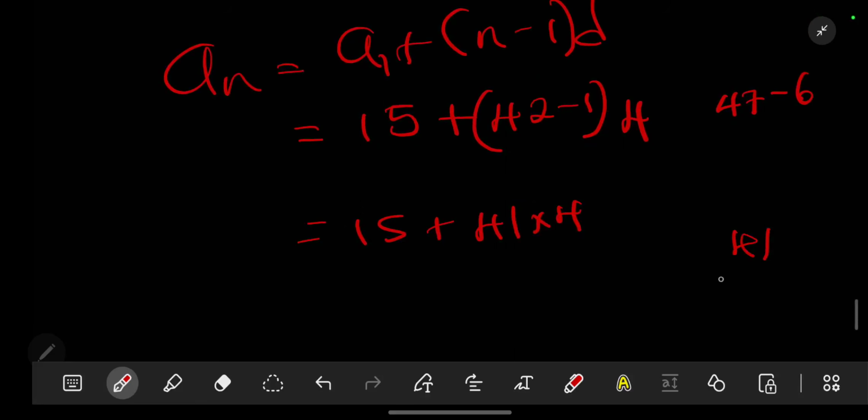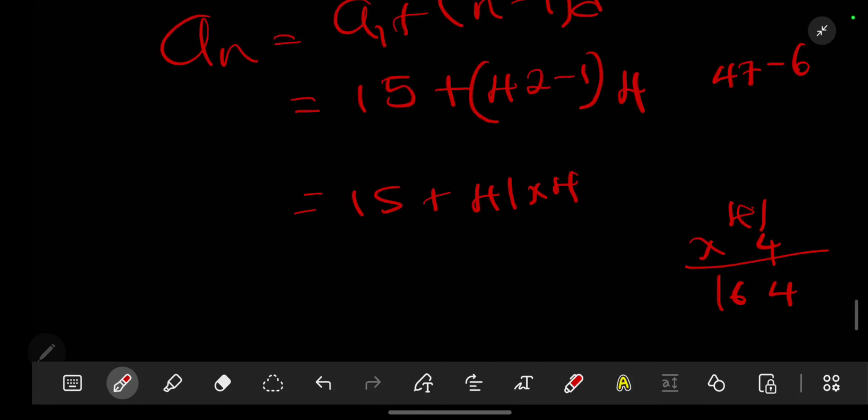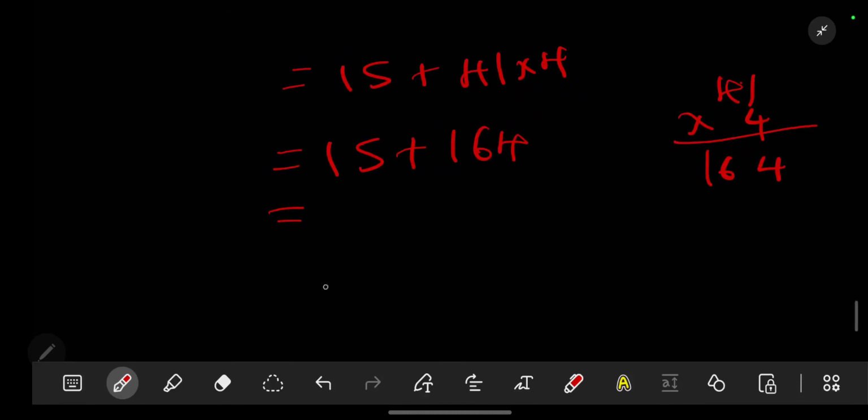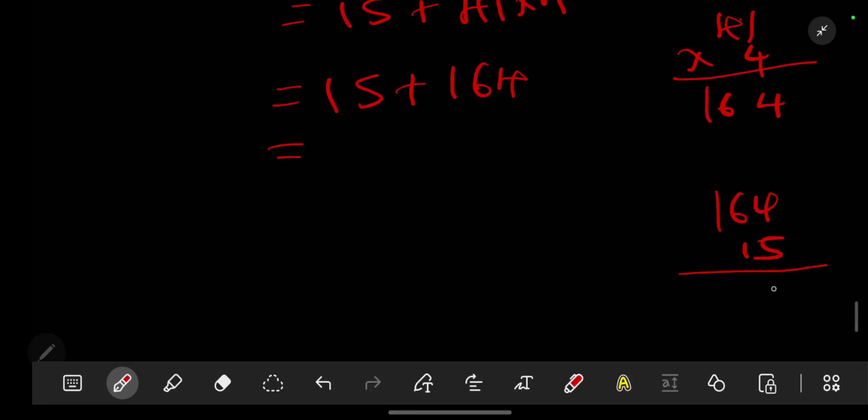So 41 times 4, it will be equal to 164. So we have 15 plus 164. 164 plus the 15: 4 plus 5, that will be 9. 6 plus 1, that will be 7. So we have 179 as the last term.